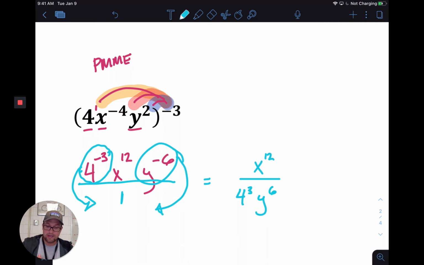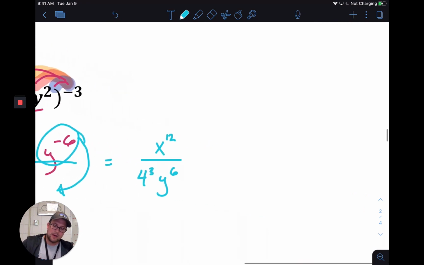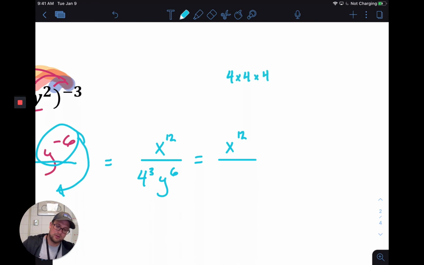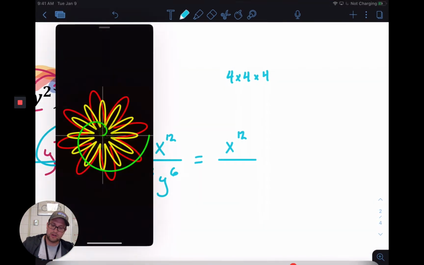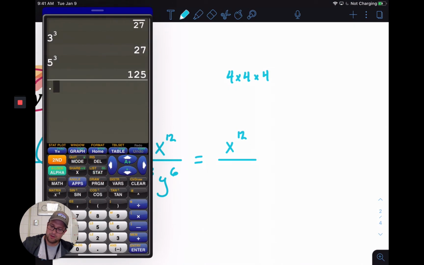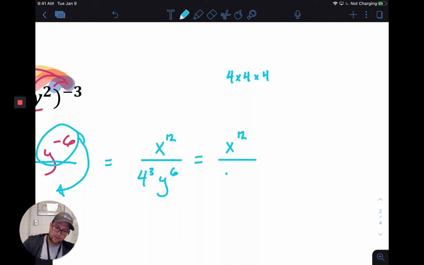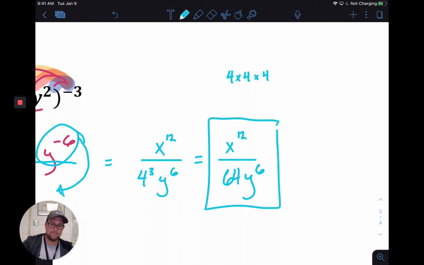We can go just a hair further with that if we wanted to. Sometimes you'll see this done. Other times it'll be just left with 4 to the 3rd. But 4 to the 3rd is really just 4 times 4 times 4. We can check that out on our calculator if we're not sure. I think it's 64. 4 to the 3rd power, 64. So I can rewrite 4 to the 3rd as 64, right? That's the part that changed, but I still have y to the 6th down there on the bottom. Nice job.